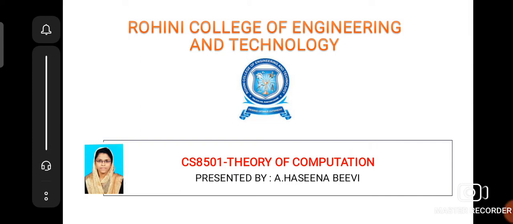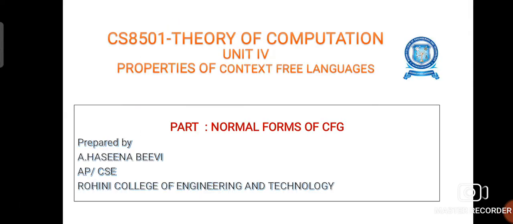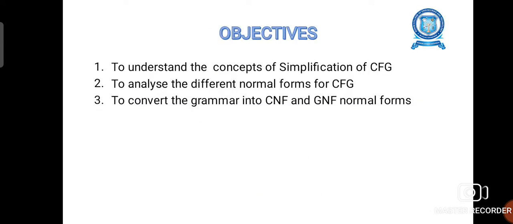Hello viewers, in this video lecture we are going to see one topic for the subject theory of computation, and the topic is normal forms of context free grammar from the 4th unit. Objectives are to understand the concepts of simplification of context free grammar, to analyze the different normal forms of context free grammar, to convert the given grammar into Chomsky normal form and Greibach normal forms.